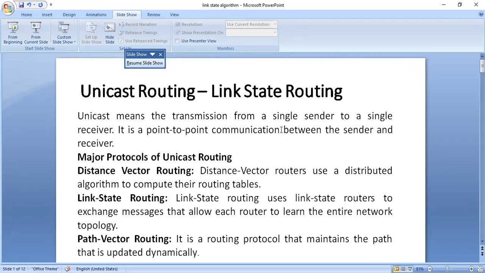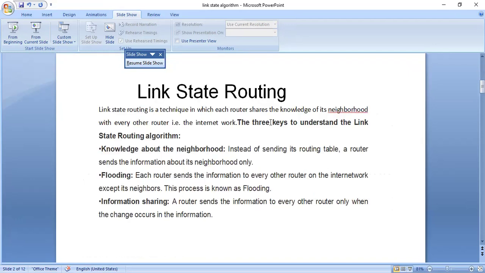Before going to see the link state routing algorithm, first, routing means transferring the packets from one router to another router. Unicast routing means the transmission from a single sender to a single receiver. It is also a point-to-point communication between the sender and receiver. Today we are going to discuss only the link state routing algorithm.